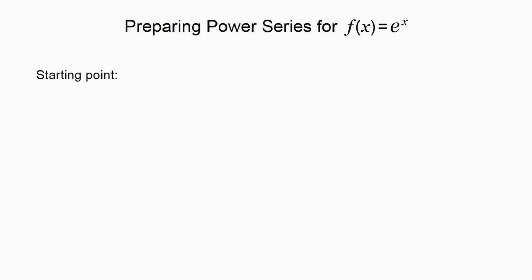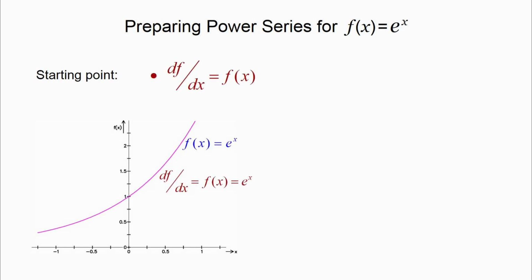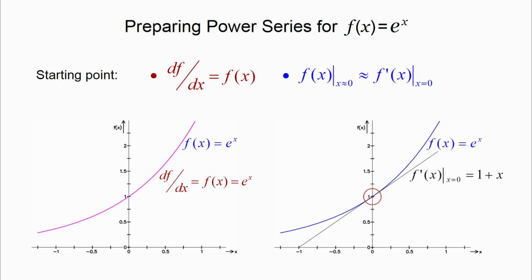By now, we know the starting point for the procedure to set up the power series for f of x equals e to the x in full. It consists of two elements. Firstly, the derivative df over dx must be identical to f of x itself, and secondly, in the vicinity of the tangent point, where x is close to 0, f of x is approximated by its tangent line f prime of x at x is 0. It is described by the equation 1 plus x.